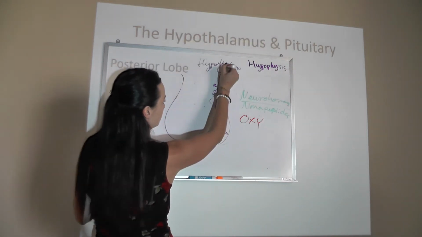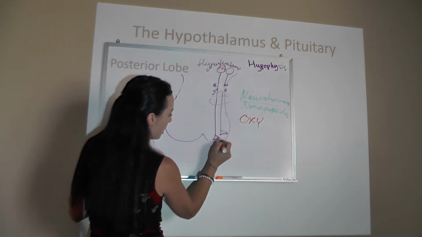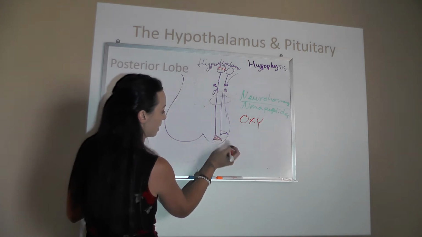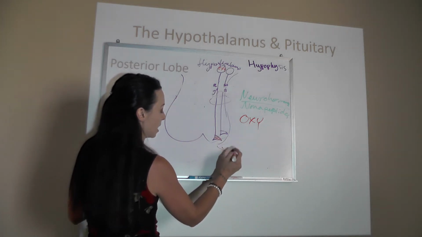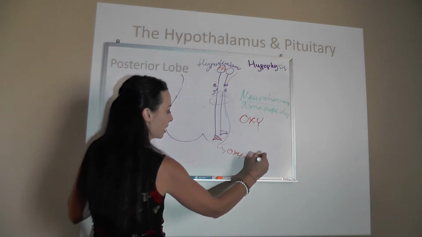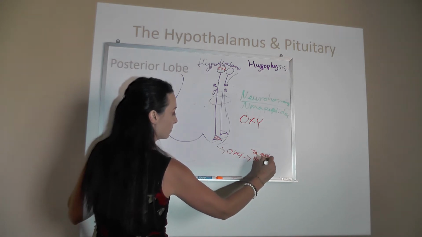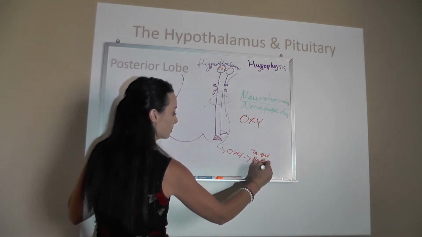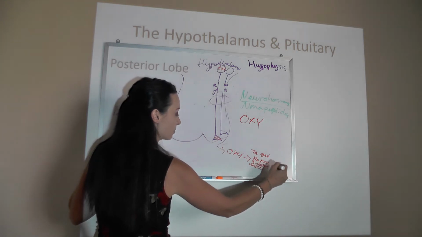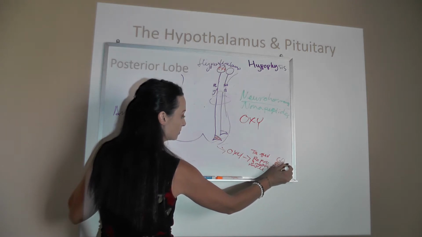So oxytocin is produced in hypothalamic neurons and then shot down and stored in vesicles there at the posterior pituitary and will be released into the blood. So oxytocin enters the blood and it goes to its target, which is reproductive smooth muscle. And the effect on reproductive smooth muscle is that we will stimulate contraction.